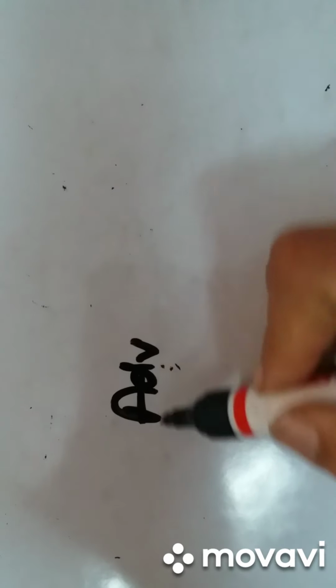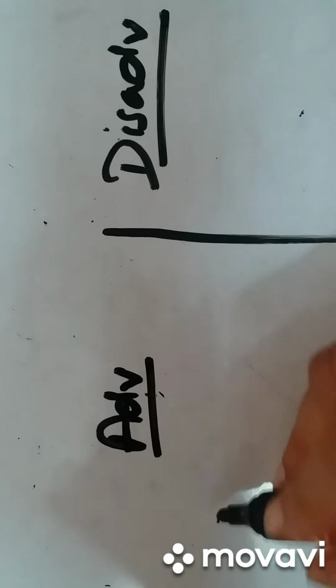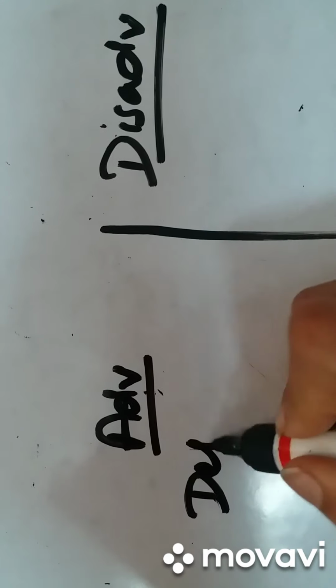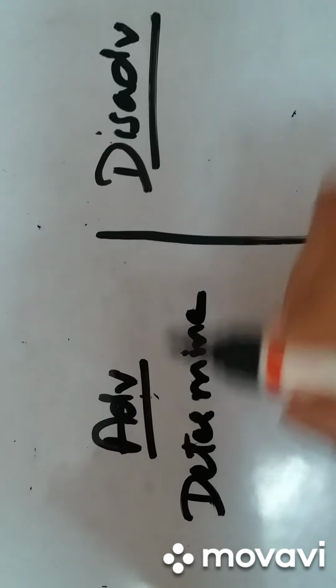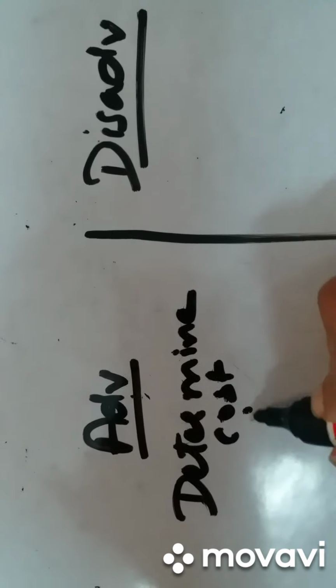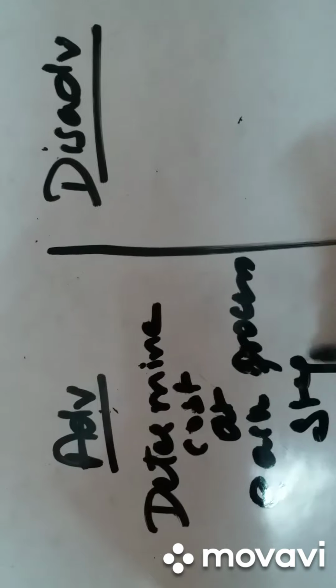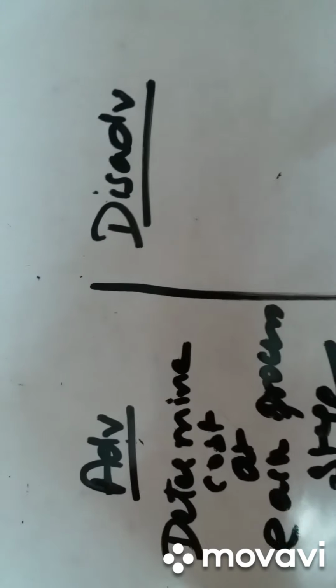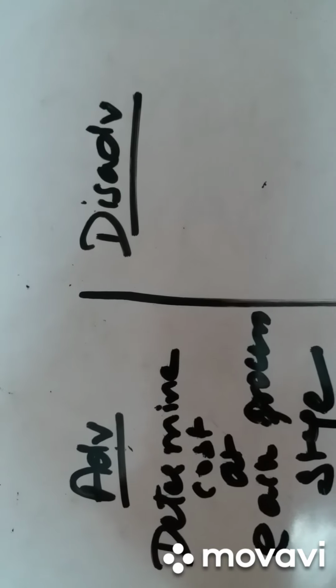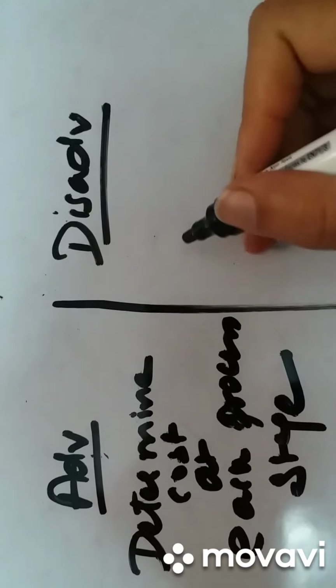First, let's say about the advantages. What are the advantages? I'll be writing side by side. Advantage: we are able to determine cost at each process stage. But what is the disadvantage? Let me change the marker. The disadvantage is that we can get this cost only after the process is over.